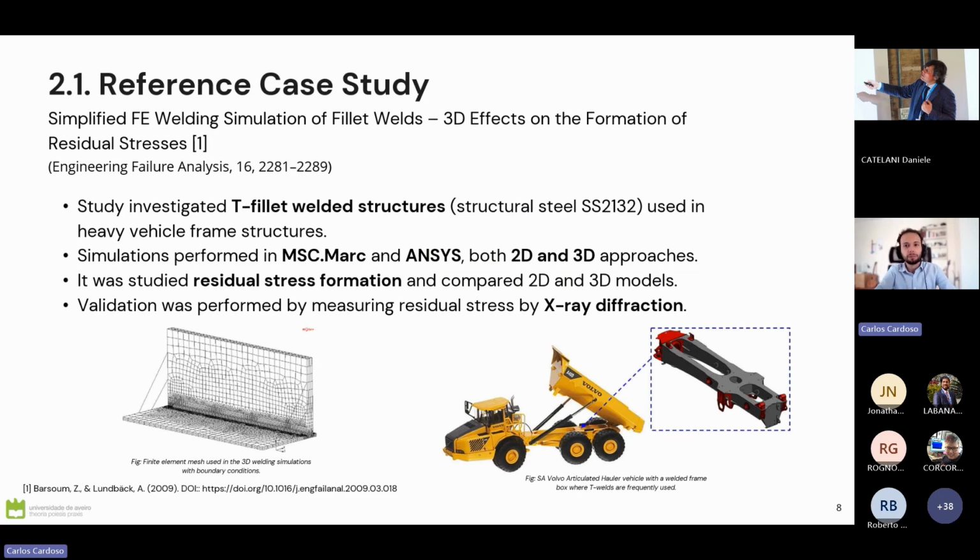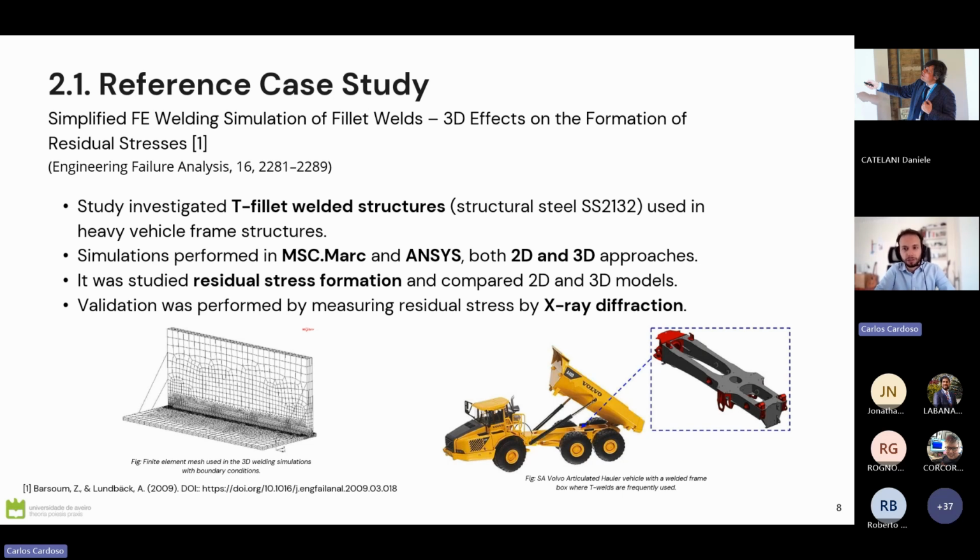The study that I replicated was conducted by two Swedish researchers in 2009, and it focused on understanding the effects of residual stresses in T-fillet welded structures. The authors welded two plates joined by a 5mm throat and used stiffener plates that were tack welded to the main plate before the welding process.